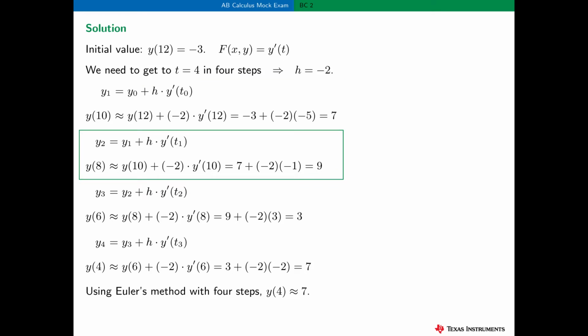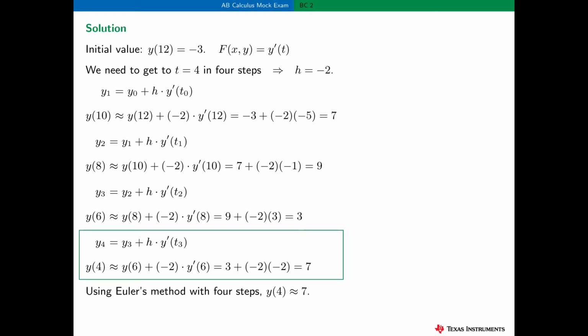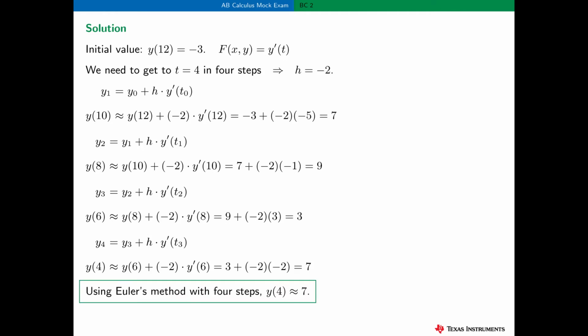Here's the next step. We use y of 10 equal to 7, the step size of minus 2, and y prime of 10 is equal to minus 1 from the table to help make a mid-course correction. y of 8 is approximately 9. We continue in this manner. Here's the third step, and here's the fourth step. So, using Euler's method with 4 steps, we found that y of 4 is approximately 7.